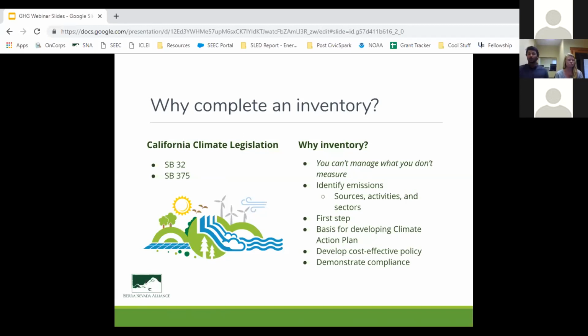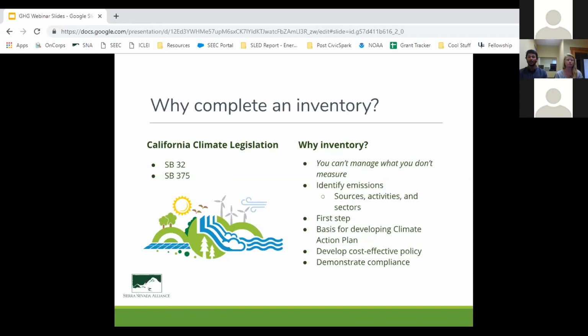Other than these climate laws, why else should you be inventorying? Well, first and foremost, you can't manage what you don't measure. If you're not measuring emissions and taking stock of your emissions, it's going to be really hard to mitigate and reduce them. So the number one reason for completing an inventory is to identify the emissions that are coming from your community, where they're coming from, the sources, activities, and sectors that are contributing to these emissions.